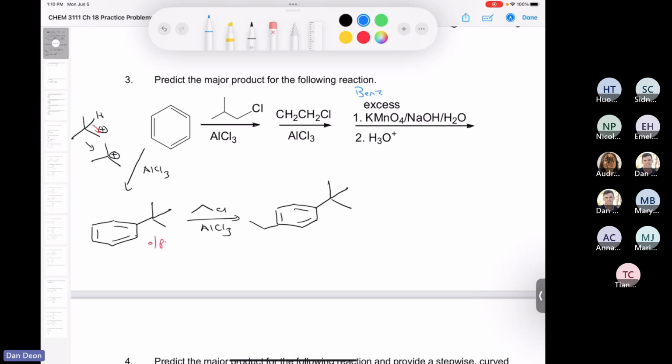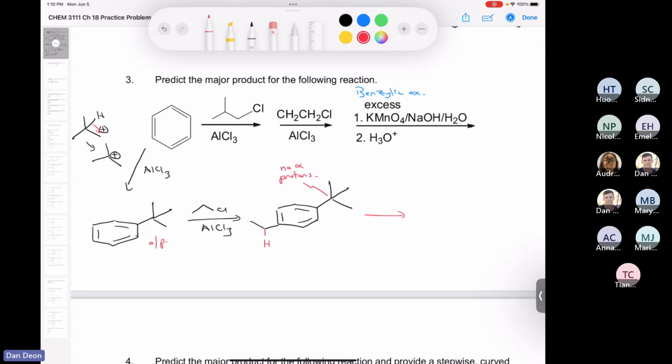This is benzylic oxidation, where we convert a benzylic position into a carboxylic acid. But remember, you've got to have an alpha proton, or a benzylic proton, to do that. And here there are no alpha protons, and so we can't oxidize that side.